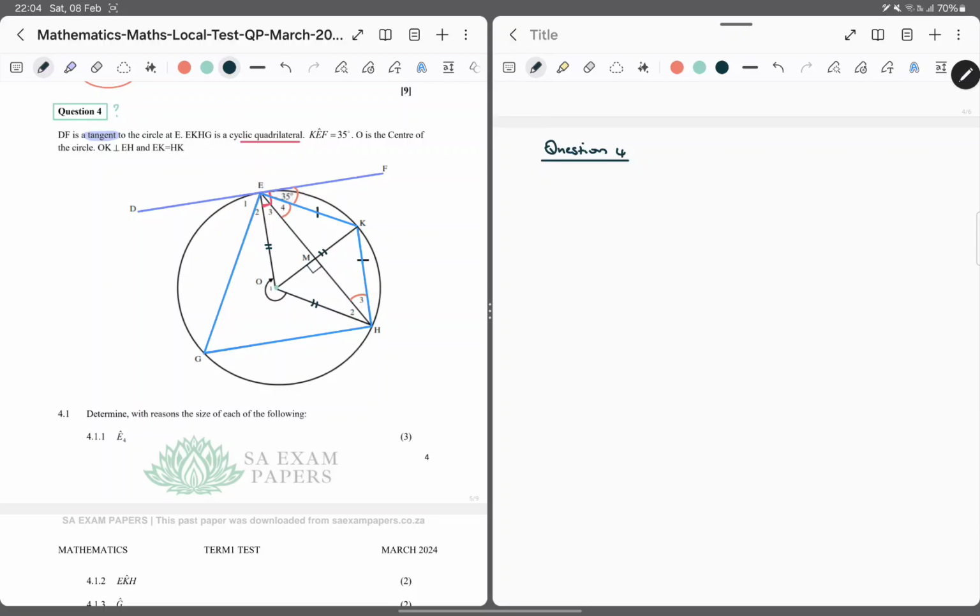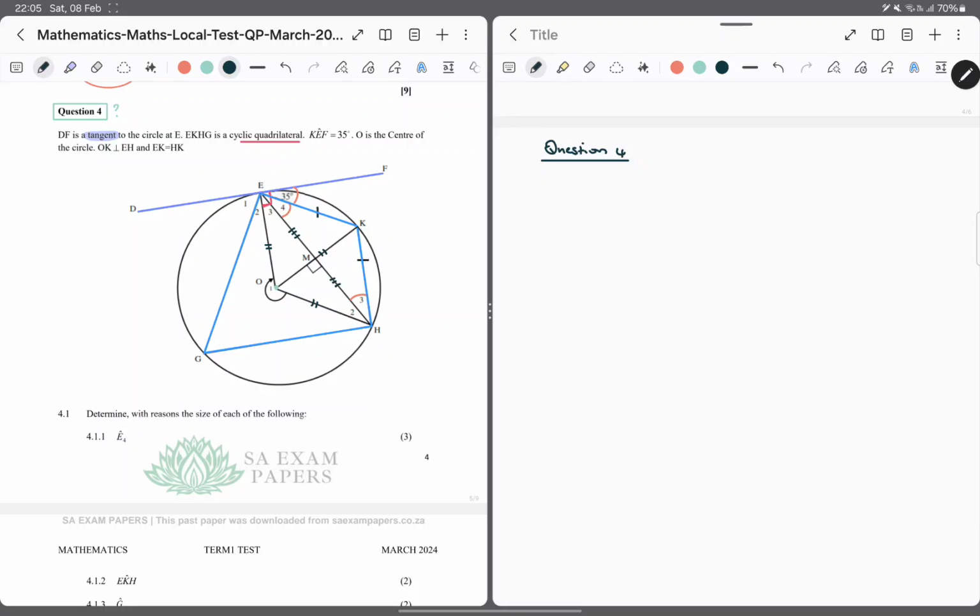And then what else are we given? That OK is perpendicular to EH, so that's the story. Now we know that a line from the center perpendicular to a chord bisects the chord. So this is what we have. Okay, so quite a lot of information now. Now we can see we've got this pair of congruent triangles. Interesting. Okay, all right, okay.